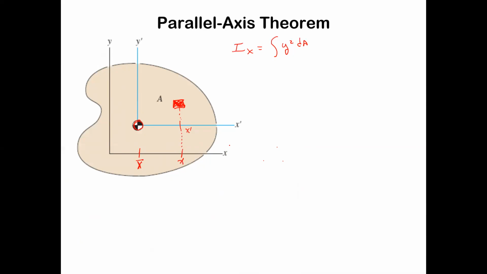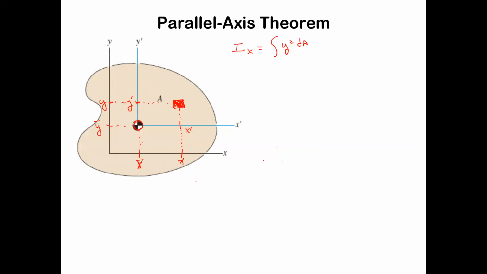Let's look at the origin on the x prime axis. And this is the centroid location on the y-axis. And then also, there's this y prime value, which corresponds to this y value on the y-axis. And these are all kind of orthogonally aligned, like so.